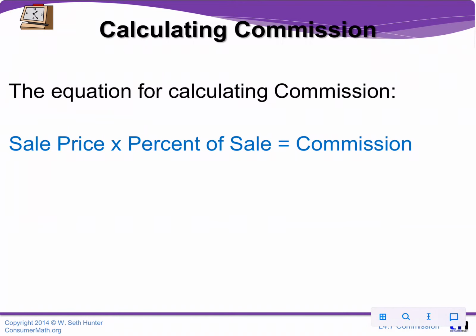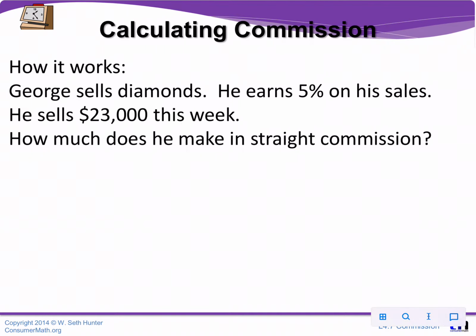So the equation for calculating commission is sales price times the percent of sale equals your commission. How it works: George sells diamonds. He earns 5% on his sales. He sells $23,000 this week. How much did he make in straight commission?